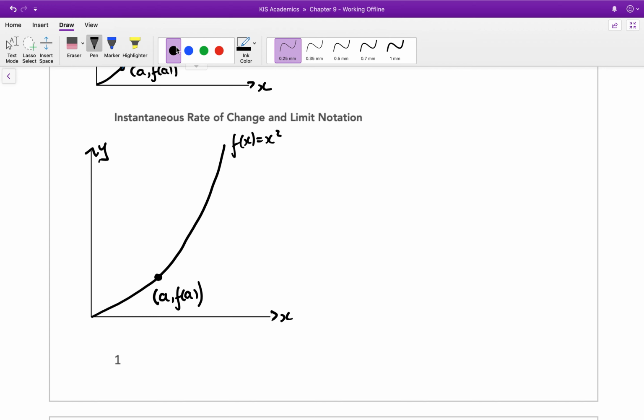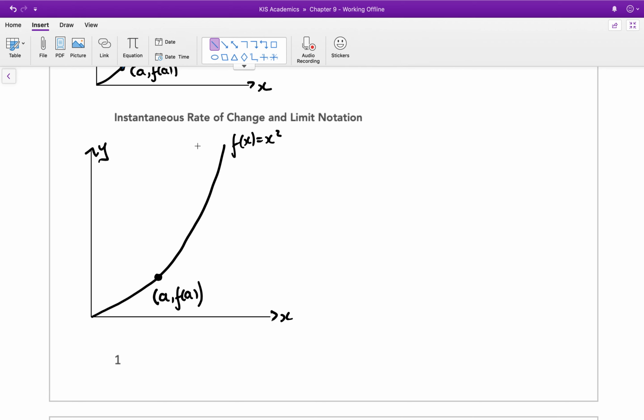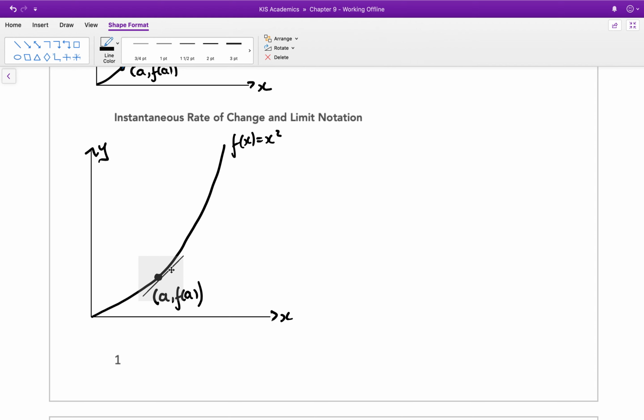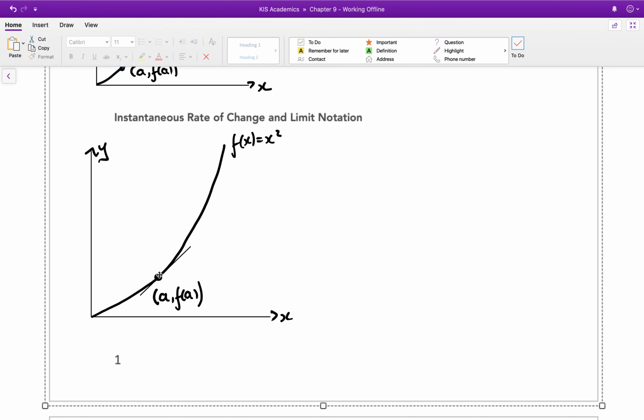So the gradient at this point we can kind of draw. If we draw a tangent to the graph, and a tangent is a line that just touches the graph, so like this, touches the graph just once, this tangent will intersect with the graph at our point A, f of A, and the gradient of this tangent is the same as the gradient of our graph at point x equals A. So we want to find what the gradient of this tangent is going to be.